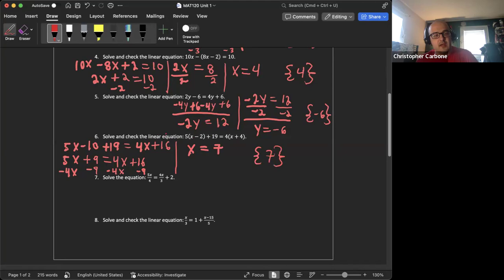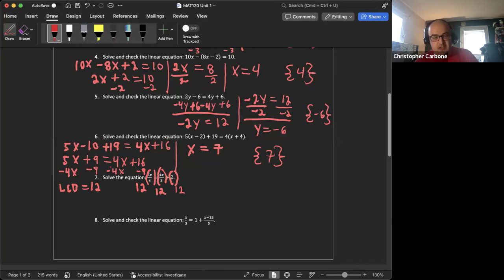For 5x divided by 4 is equal to 4x divided by 3 plus 2. Best idea for this one is to multiply everything by the least common denominator. So the least common denominator between 4 and 3 is going to be 12. So I'll be multiplying every single part of this by 12.